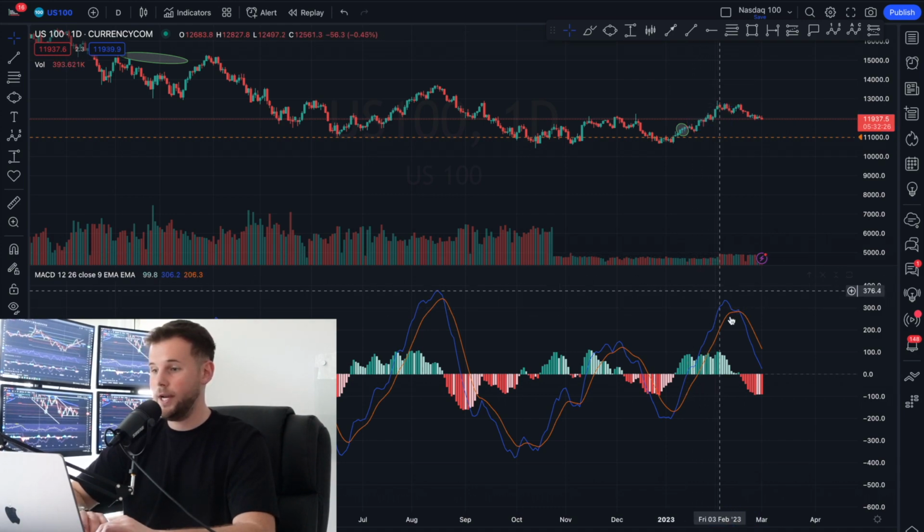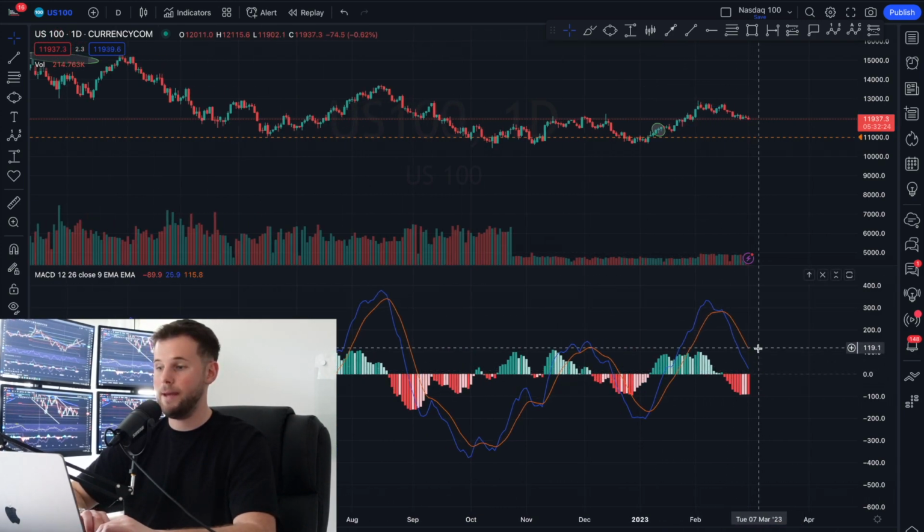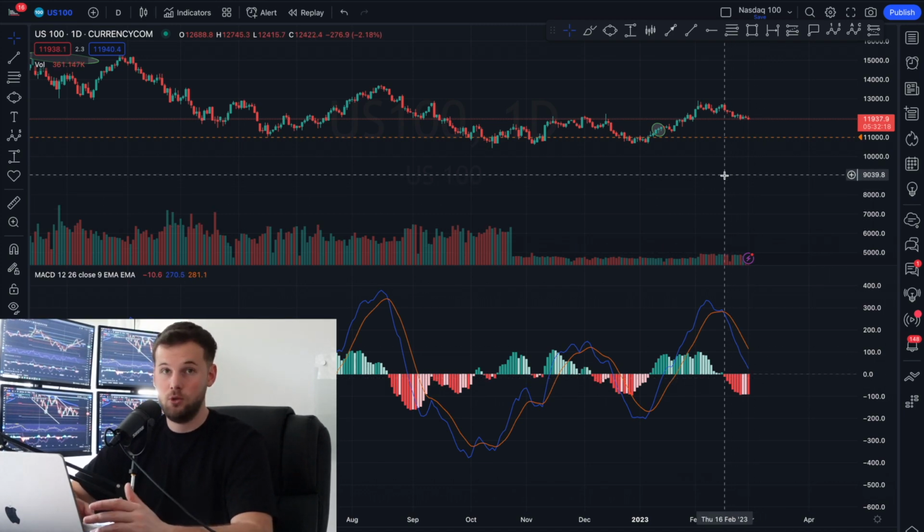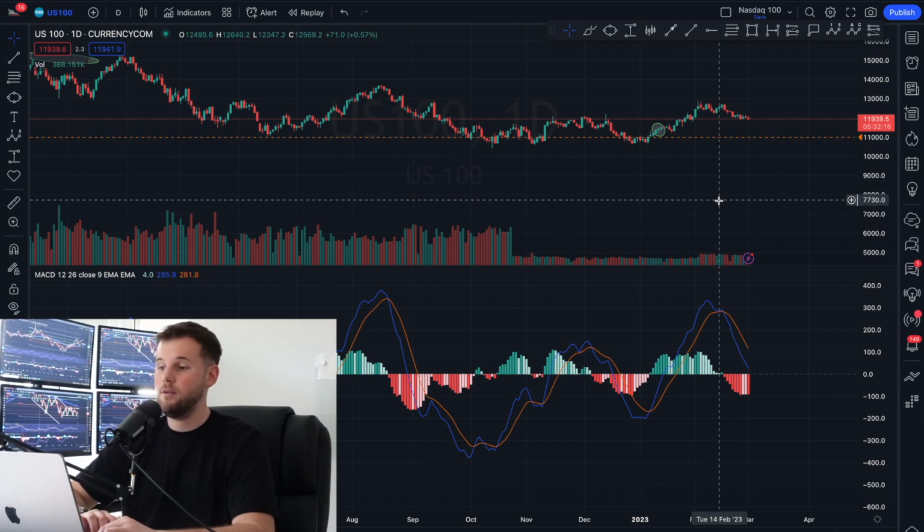And right now, as you can see, the signal and the MACD line are fast approaching that 0 baseline, which could potentially indicate that we're about to enter into a new downtrend. So I'll be keeping a very close eye.